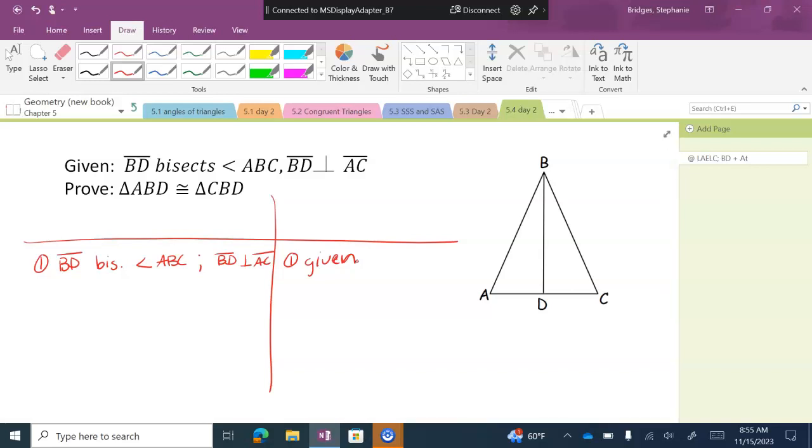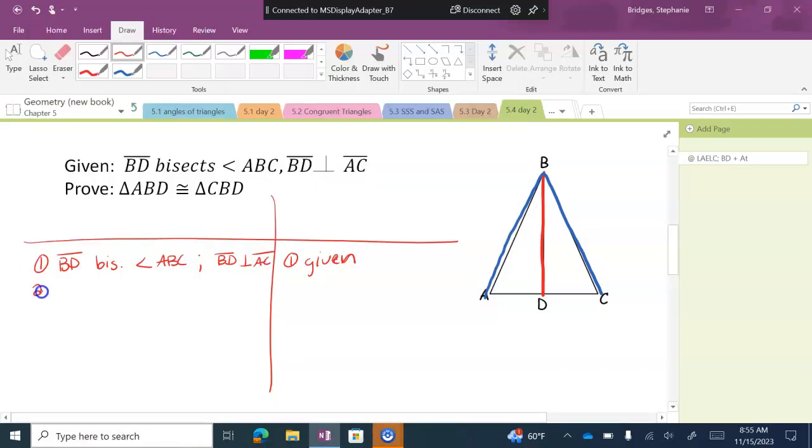If BD, this red line right here, bisects angle ABC, what would be the two small angles that are going to be congruent? Yep. Okay, so what we're going to do next is we're going to say that angle ABD is congruent to angle DBC, and I'm going to mark those in my picture.